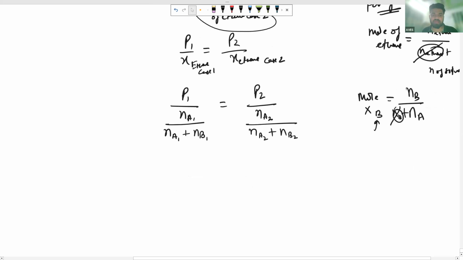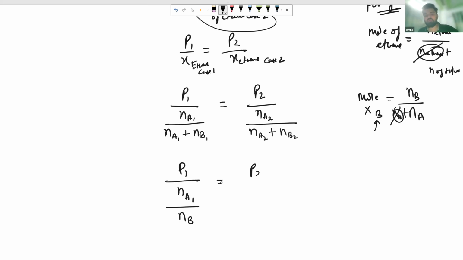So similarly, this formula can be further written like P1 equals number of moles of ethane in the first case divided by number of moles of B. And B is the same because that is the same amount. Similarly, P2 will be equal to number of moles of ethane in the second case upon number of moles of B. Now this B and B will cancel out each other. So you can write here that P1 upon number of moles of ethane in the first case will be equal to P2 upon number of moles of ethane in the second case.